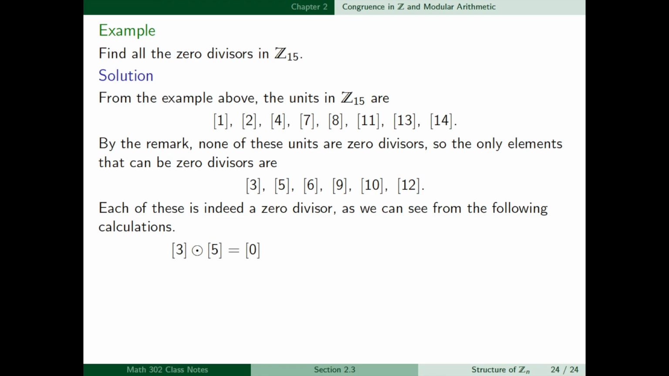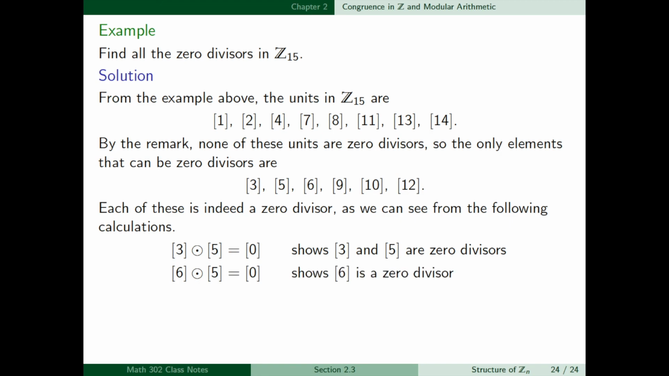So 3 times 5 is 15, which is equal to 0. So this shows that 3 and 5 are zero divisors. 6 times 5 is equal to 0. That's 30, which is equal to 0. And that shows that 6 and 5 are zero divisors. Well, we already know that 5 is a zero divisor. And then 9 times 5 is 45, which is 0. So this shows that 9 is a zero divisor.